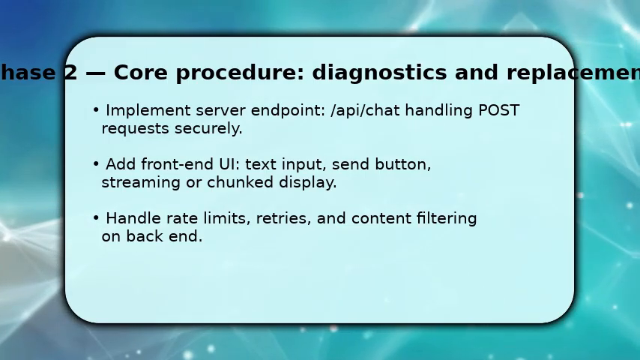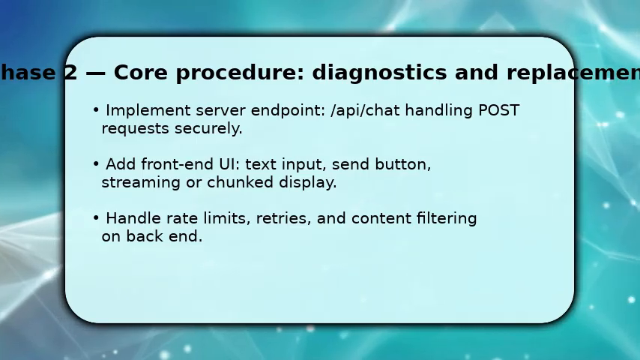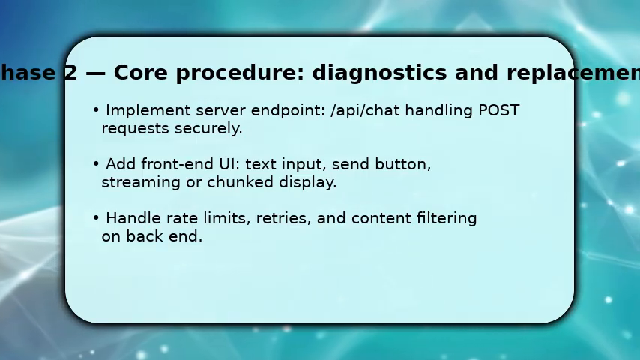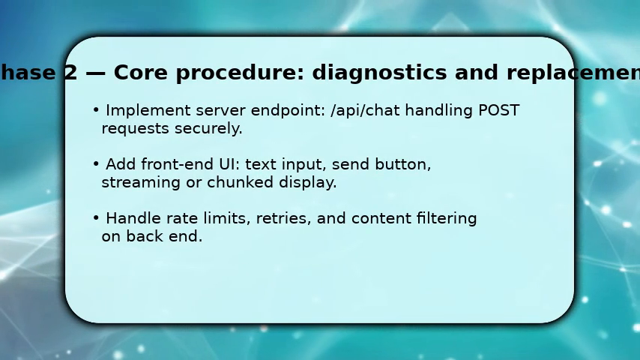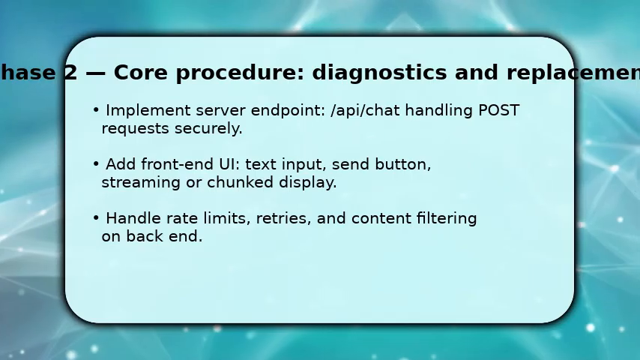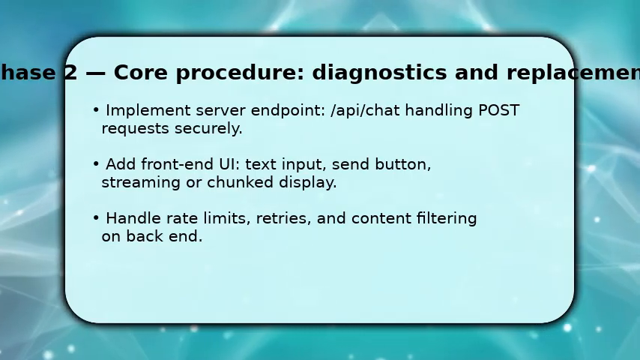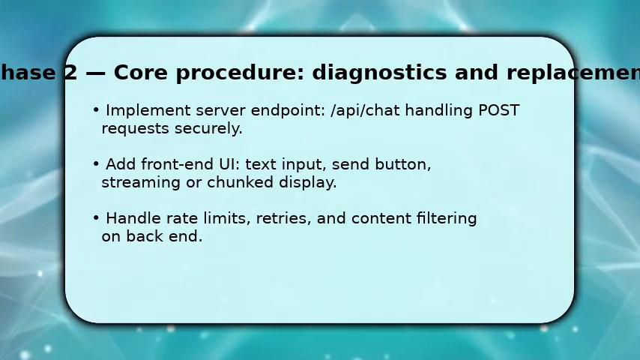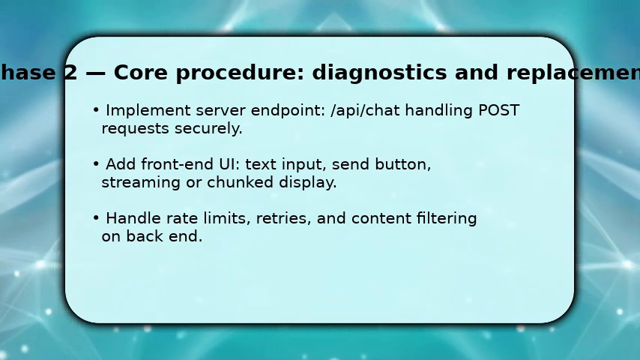Make the UI responsive with loading states and incremental output if you stream responses. Make sure to include rate limit handling, exponential retries, and basic content filtering on the server so you protect users and control costs. This prevents sudden bill spikes and abuse.